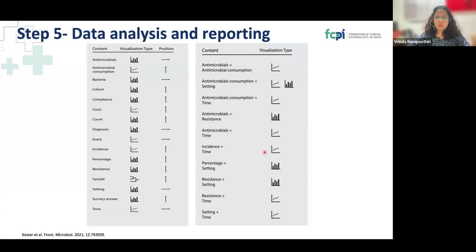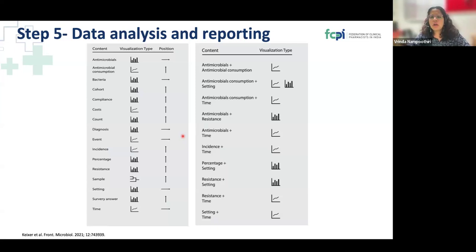So this particular paper has actually given a visual dictionary, you can say, on how you can present the findings of a PPS to the clinical teams. They have shown which visualization type can be used for what parameter. So whenever you are presenting such survey data, it is good if you can put together a graph. It could be a line graph or a bar chart.